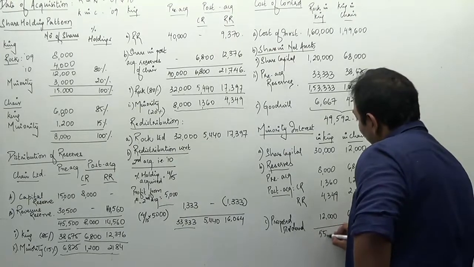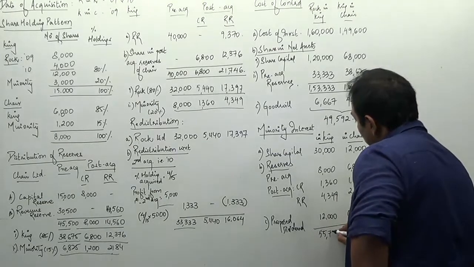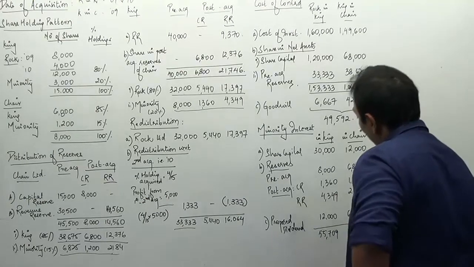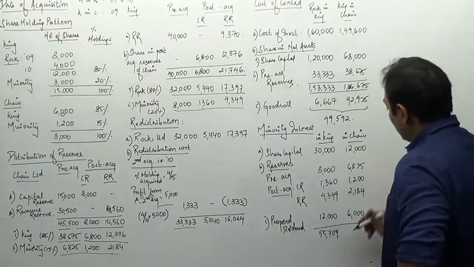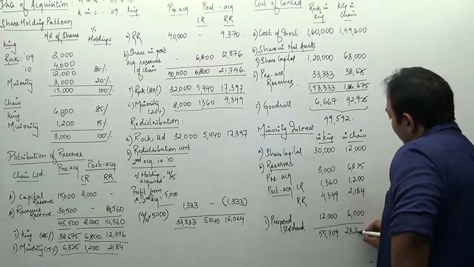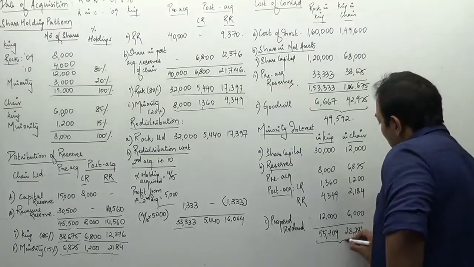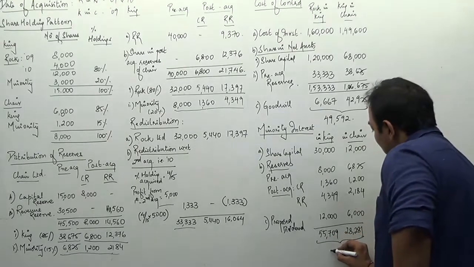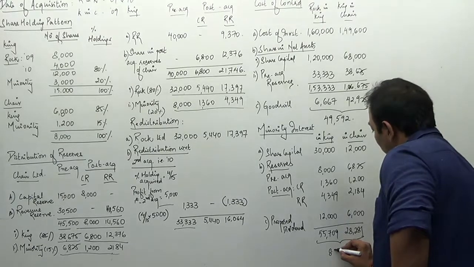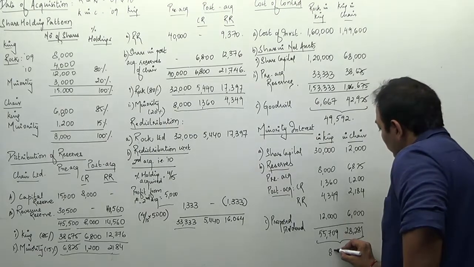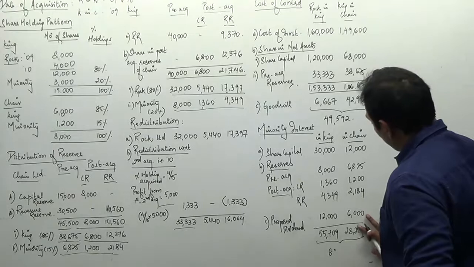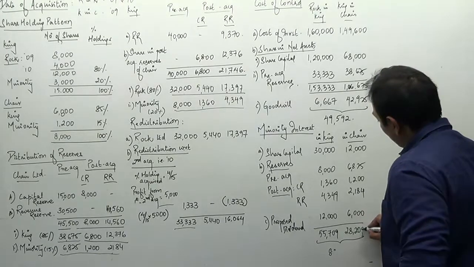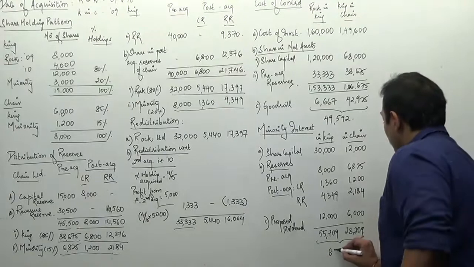This is 55,709. $28,281 and on a combined basis this is $83,918.